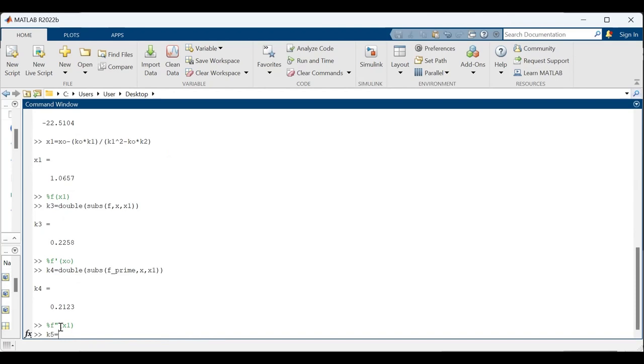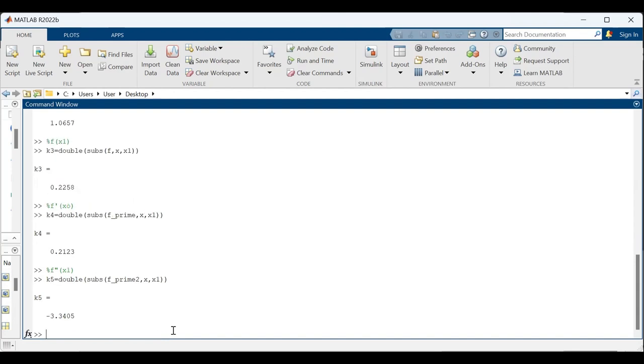So k five is equal to what? The same command, but here now I'm using f prime two, the second derivative. And then here I'm using x1. So this is what I have as k5.